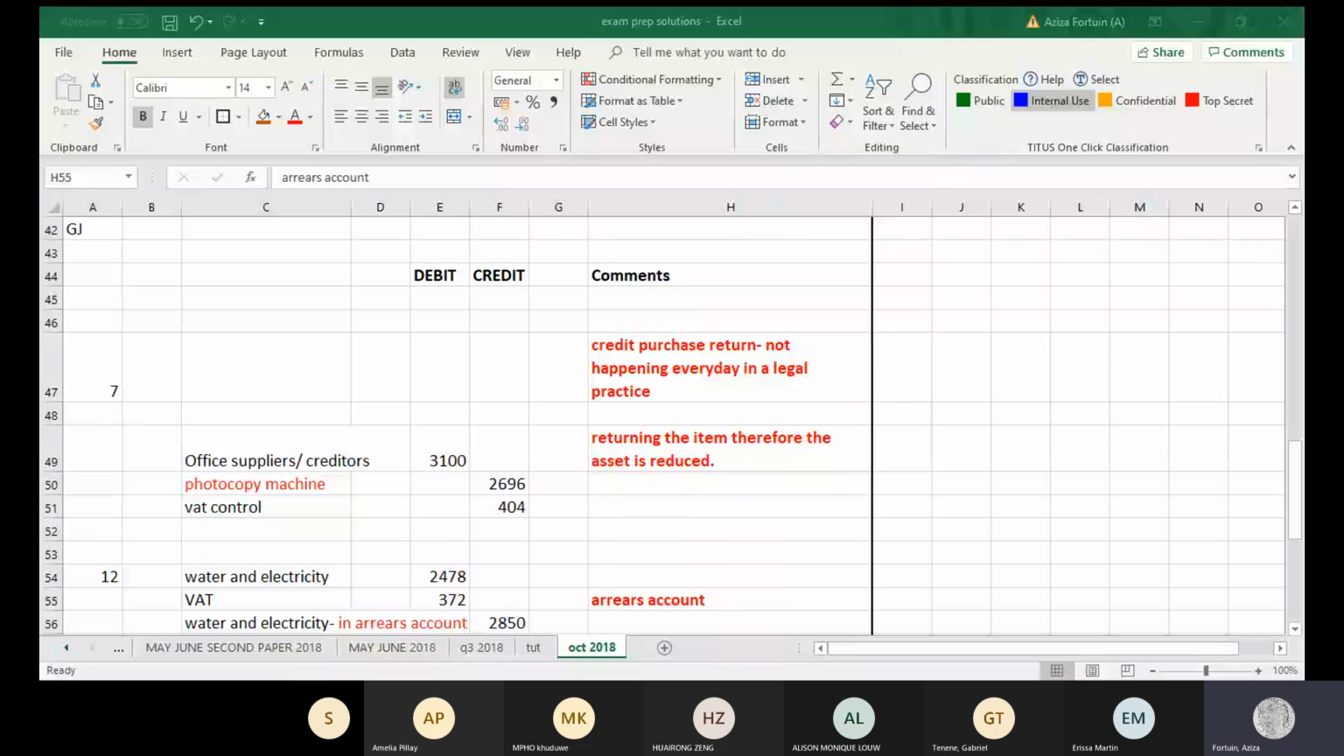Gabriel, do you want to go? Anybody else wants to answer? Please put your student number in the chat, please. Anybody else wants to answer what goes into my trust cash payments journal?